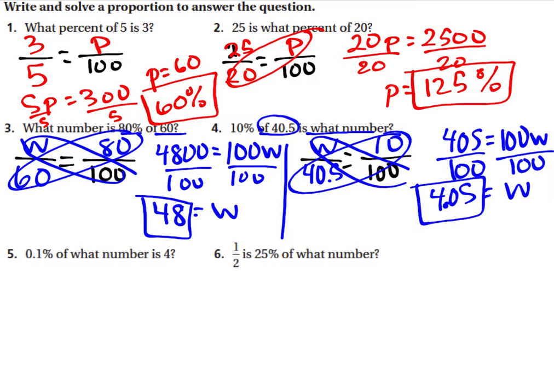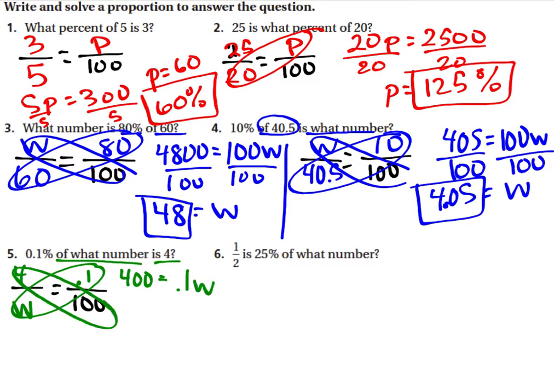Next example. 0.1% of what number is 4? Okay, start with your fraction equals fraction out of 100. Now let's fill in some information. It's 0.1%, so 0.1 per 100. Of what number? We don't know what the whole number is, but it is 4. We cross multiply here. 4 times 100 is 400. 0.1 times W is 0.1W. That again is doing the cross products. Divide by 0.1 to get W by itself, and we get 4,000. So 0.1% of 4,000 is 4.